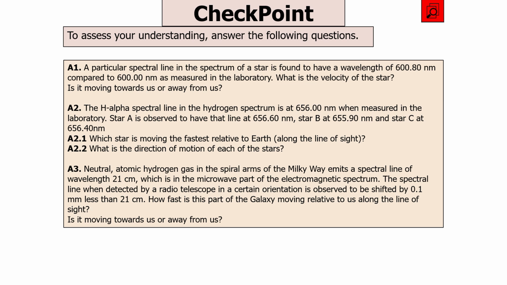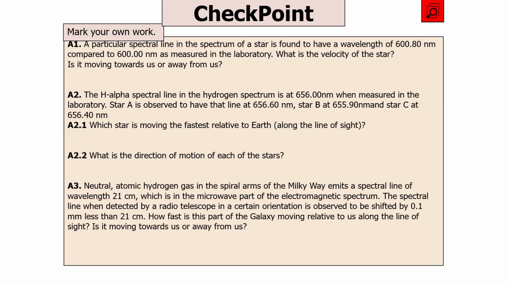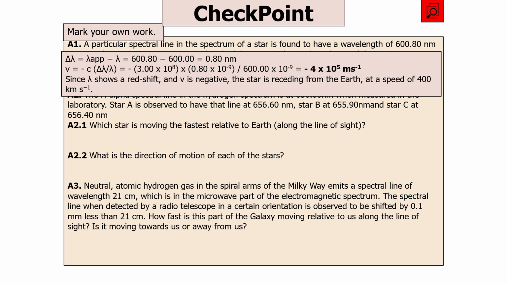So, to answer this question, you've got to consider again using the Doppler shift equation. We know that we can work out in this first question our change in lambda by doing the apparent lambda minus the lab spec lambda. We can then say v equals the change in lambda over lambda times c, work it through, and we get minus 4 times 10 to the 5 meters per second. Now, because v is negative, it shows that the star is receding away from the Earth.